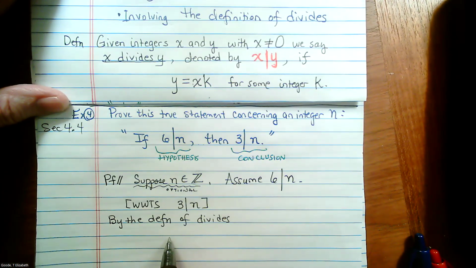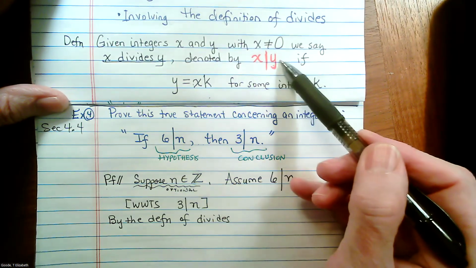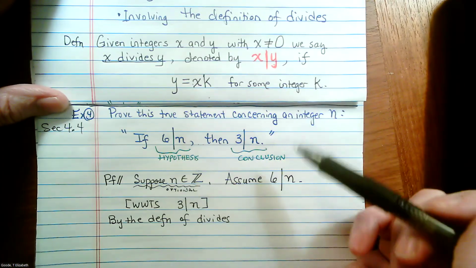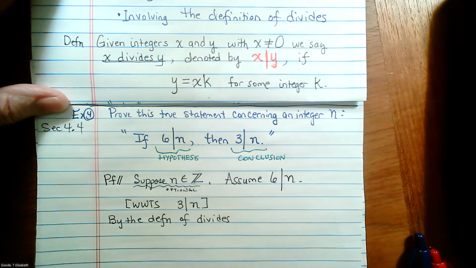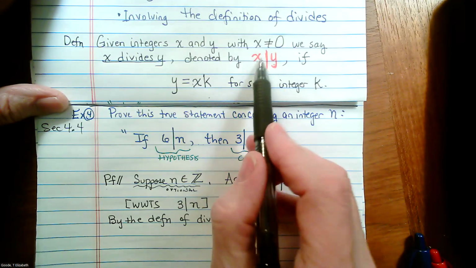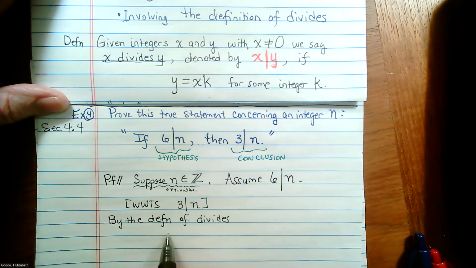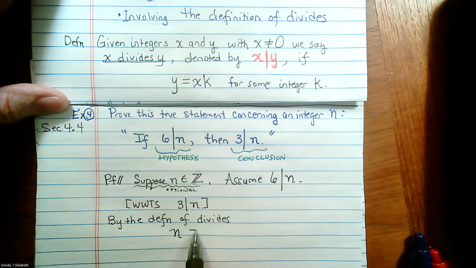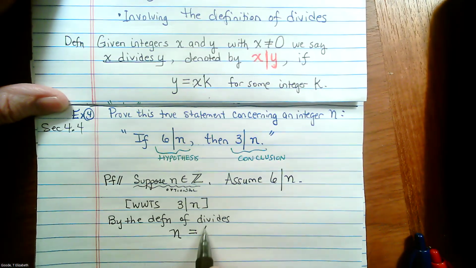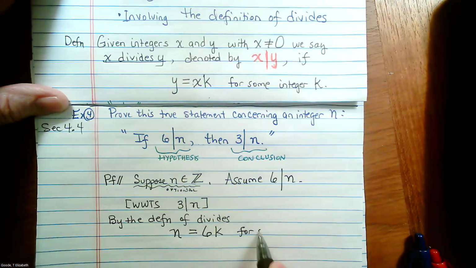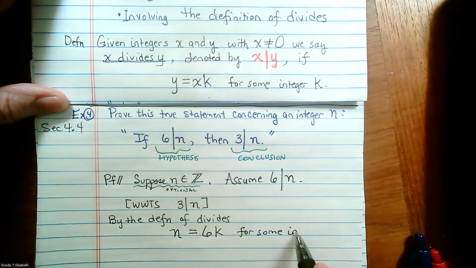The definition up there says y equals x times k for some integer k. So we would put our y. What is y when it's 6 divides n? Just look at the position here. It would be n. So what should we write for our equation? You're right. n equals 6 times k, and you can use k, for some integer k. Great. Now this is big progress.